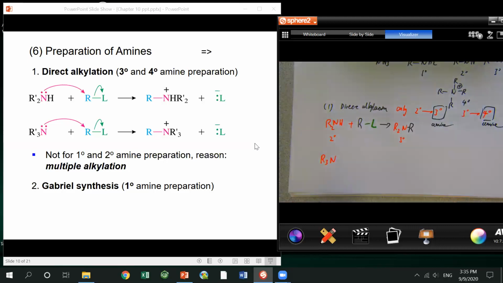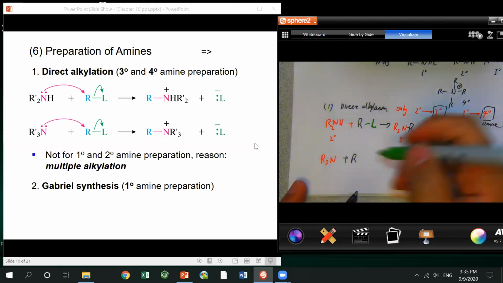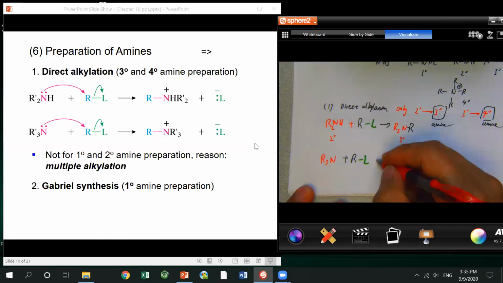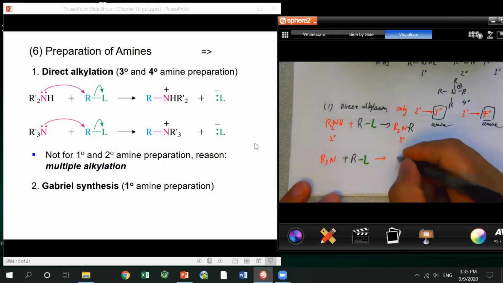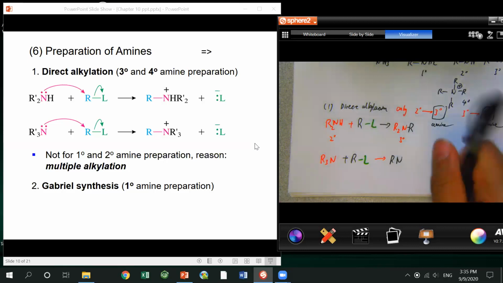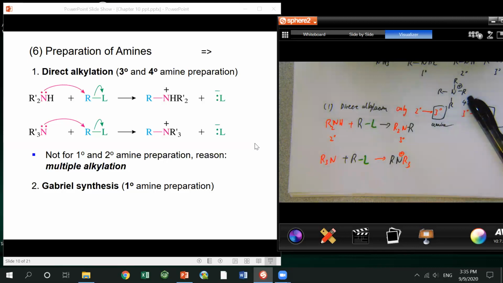Start with a tertiary amine, and then react again with some kind of alkyl halide. So this time you just put one extra alkyl group onto the tertiary amine, and then generate a quaternary amine. Keep in mind, that should have a positive charge on it.